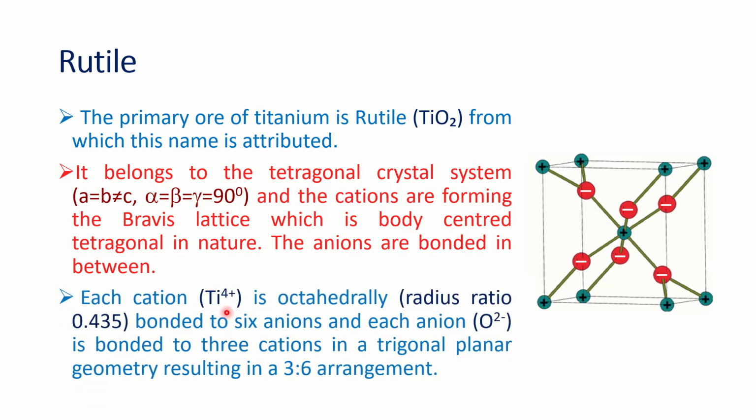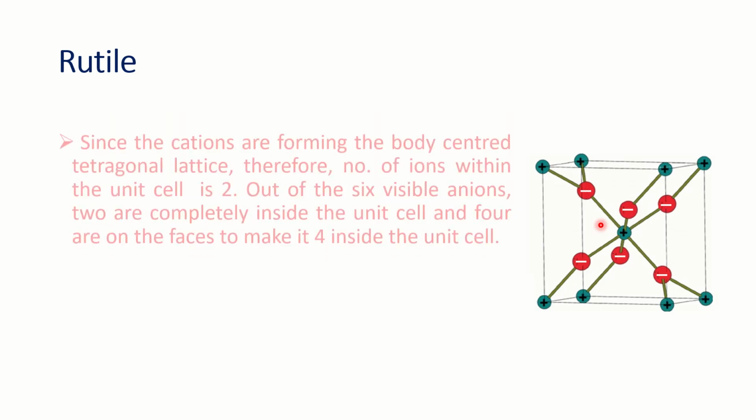So here, each cation, that is titanium 4+ ion, is octahedrally bonded to 6 anions. Since it is an octahedral structure, including the oxide ions and the titanium, the radius ratio of cation by anion must belong from 0.435 to 0.7. So since it is 0.435, it supports its octahedral structure. And on the other hand, each anion, that means oxygen 2- ion, is bonded to 3 cations. So the coordination number ratio of anion to cation is 3 to 6.